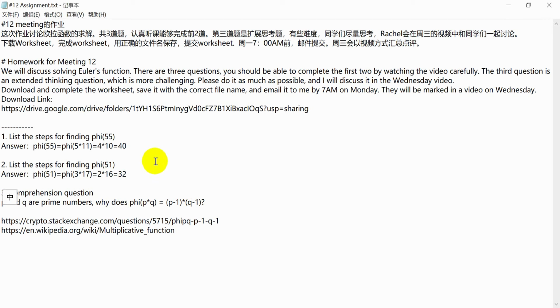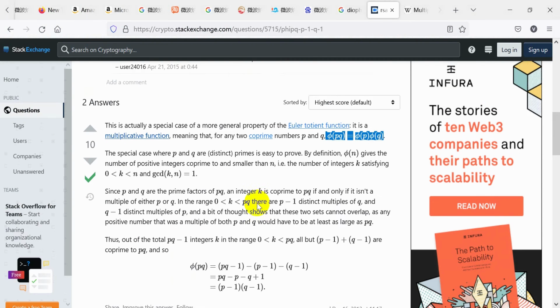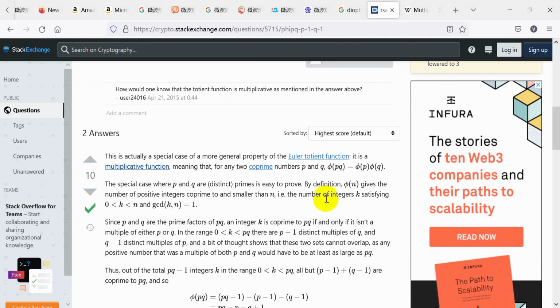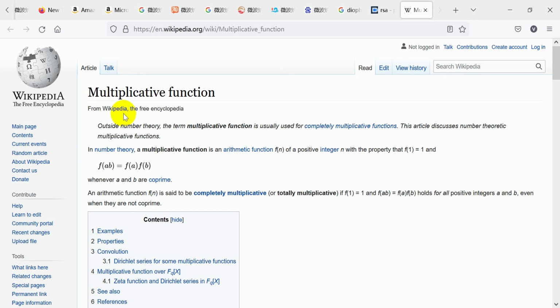For number 3, it is a lot more challenging. It asks, why does phi of p times q equal (p minus 1) times (q minus 1)? The answer to this is not that simple. If you search it up online, there is an answer. So it's this equation right here. It is because phi of p times q equals phi p times phi q. This is because phi is a multiplicative function, which means that phi of a times b equals phi a times phi b.